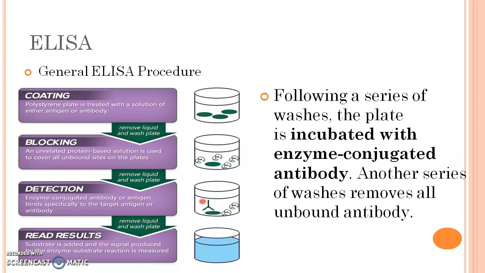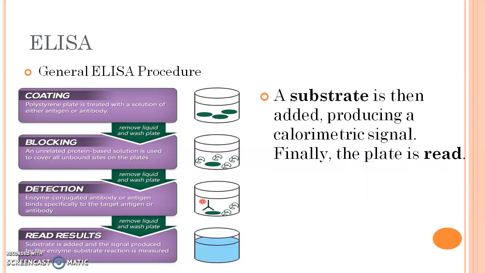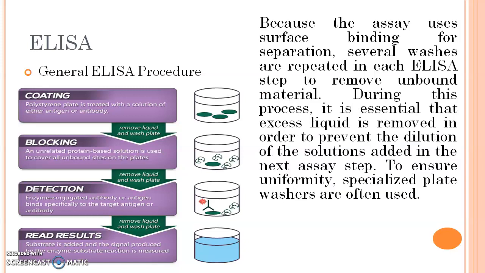Following a series of washes, the plate is incubated with enzyme conjugated antibody. Another series of washes removes all unbound antibodies. A substrate is then added producing colorimetric signal. Finally, the plate is read.